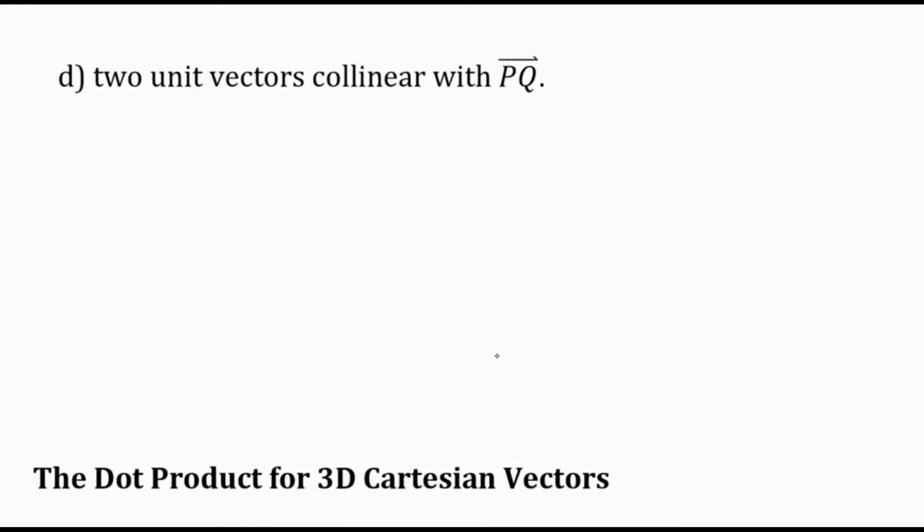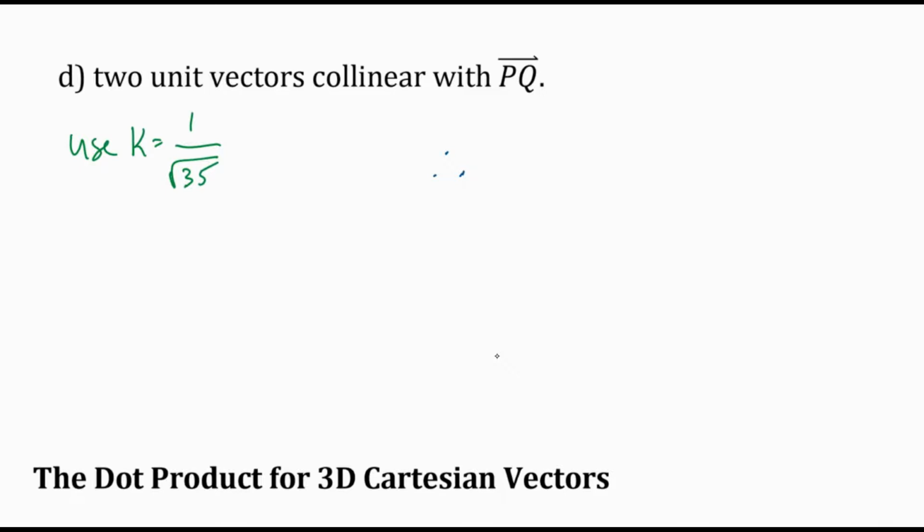Two unit vectors that are collinear with PQ. If you recall when we did this before, it's got to be collinear, it's got to be parallel, but it has to have a magnitude of 1. And so we use the k value, 1 over the magnitude of the vector, to multiply through. And that works in 3-space as well.